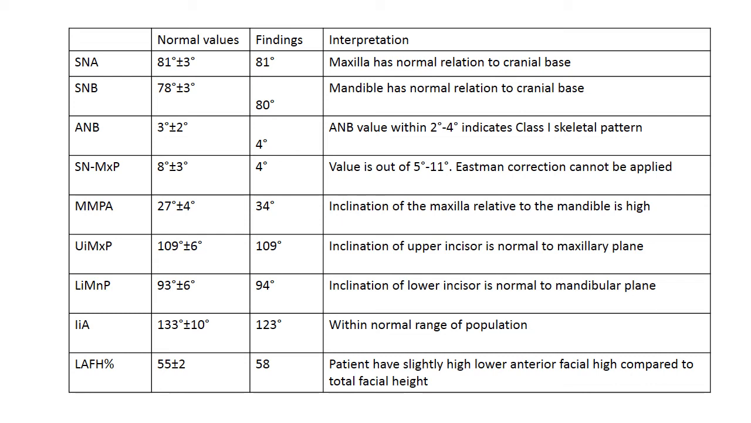And then MMPA is 34 degrees, which means that the inclination of the maxilla relative to the mandible is high. And then UI-MxP is 109 degrees, which means the inclination of the upper incisor is normal to the maxillary plane. And then LI-MnP is 94 degrees, which means the inclination of the lower incisor is normal to the mandibular plane. And then the interincisal angle is within the normal range of the population. And the lower anterior facial height is slightly higher compared to the total facial height, which is 58%.